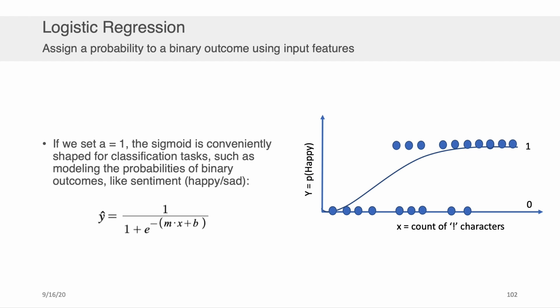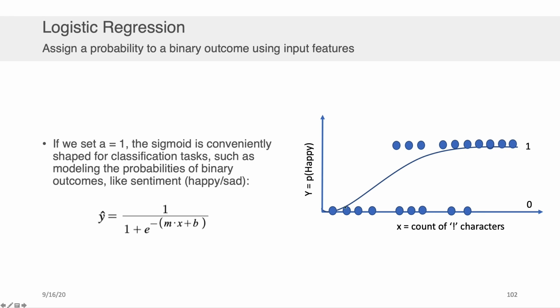So for example, coming back to text classification, I might be interested in understanding whether a sentence is happy or not. And I might be interested in trying to figure that out by using the count of the exclamation mark characters within it. Well, I could collect some training data and include that as these single dots that you're seeing here.